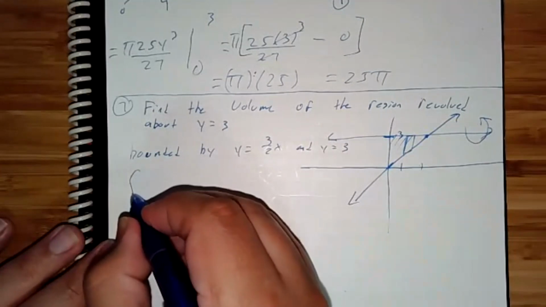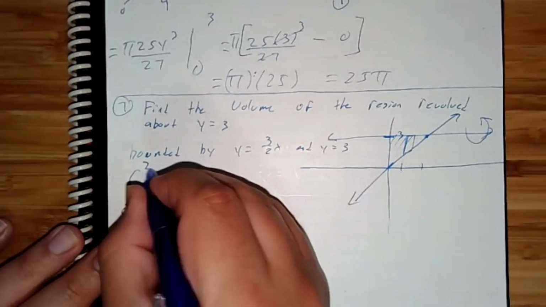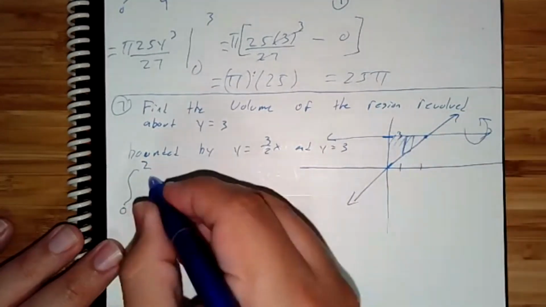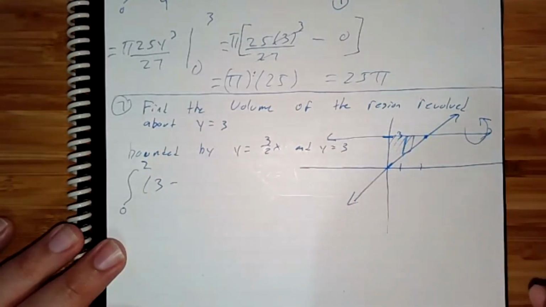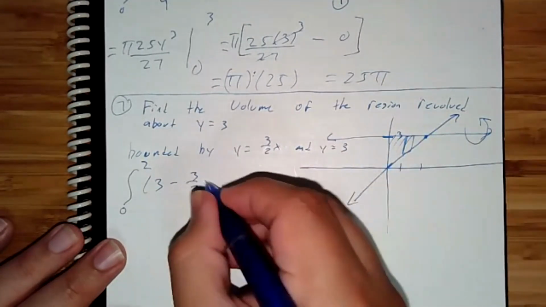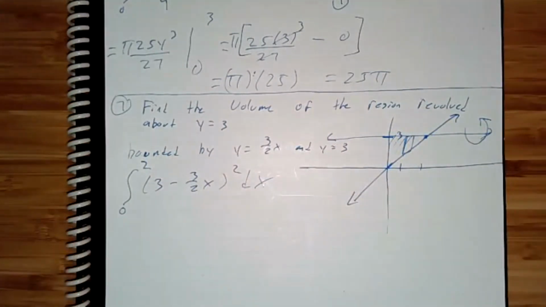So the integral would be from 0 to 2, the top function minus the bottom function, squared. So that one wasn't too bad. I thought it was going to be a hard one, but I was wrong.